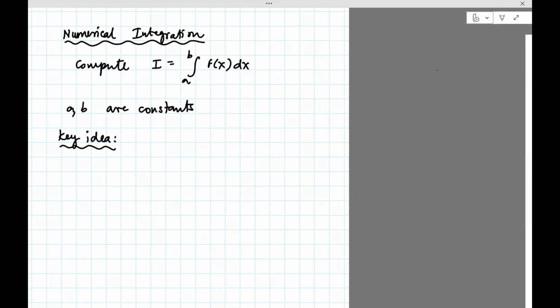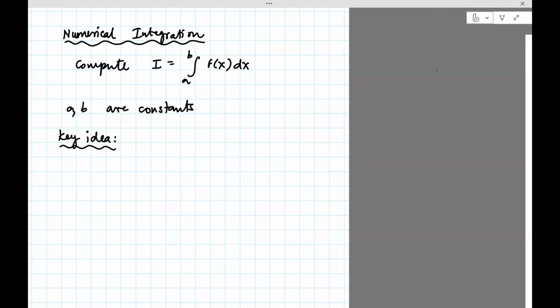We'll look at numerical integration, which is, given a definite integral, a definite integral has limits specified. So f of x is some nonlinear function, and we need to integrate that from lower limit a to upper limit b.